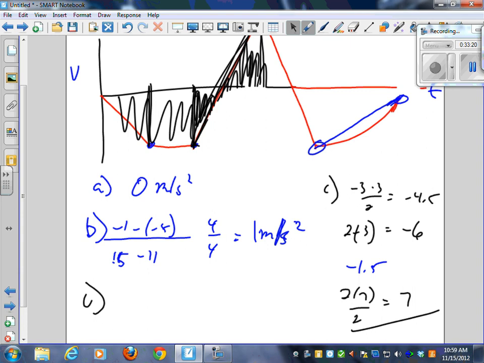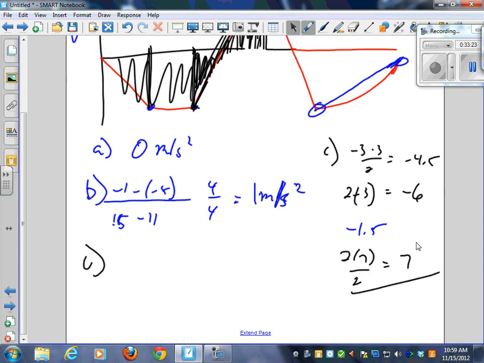So now you add those all up. Minus 4.5 and minus 6 is minus 10.5. Minus 1.5 is minus 12. And 7 gives me minus 5. That's my answer. 3 marks. Lots of work there. Gotta show the work.